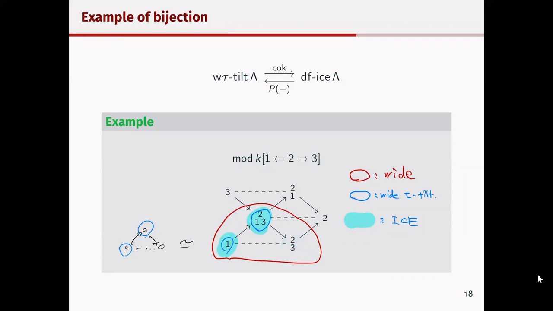And actually, there is another example. For example, this is also wide tau-tilting, and by taking cokernels, we obtain an ICE closed subcategory, this. And this is maybe the first example of an ICE closed subcategory which is not a torsion class and not a wide subcategory.